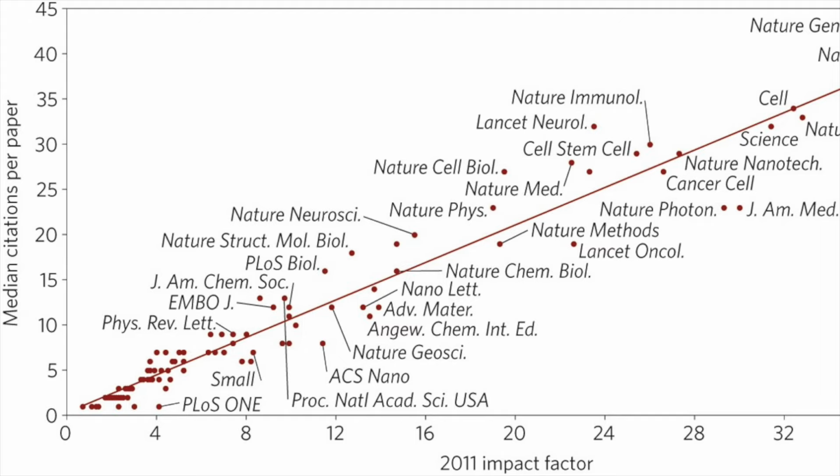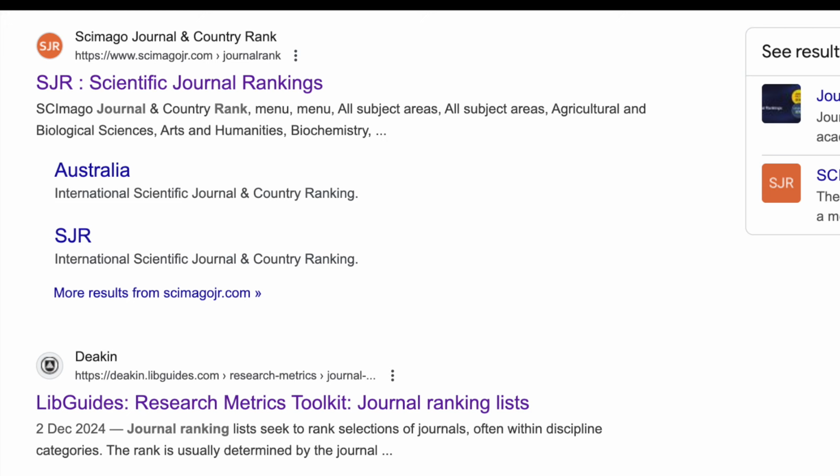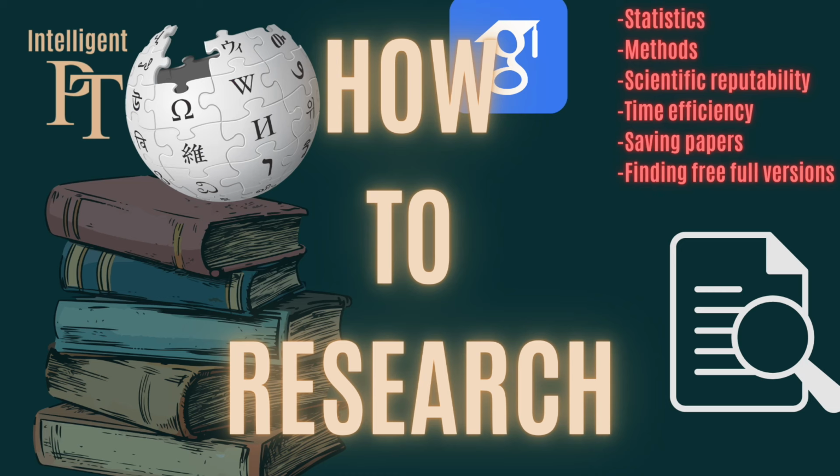Okay, but how can I determine the reputation of the journal? Well, there are a few journal ranking systems online. Just search up journal ranking on Google and click on a few of these websites, and then search on these websites for whatever journal of interest and see how they rank among all these websites, and it'll give you a rough idea how reliable the journal is.